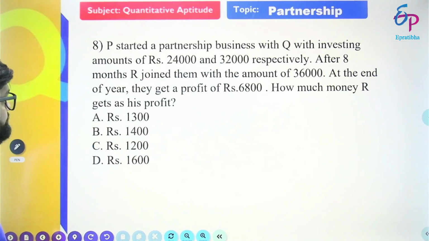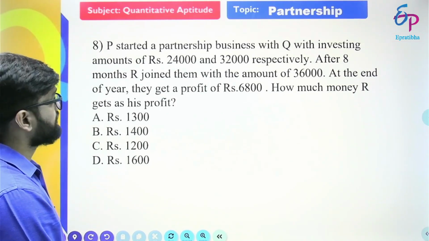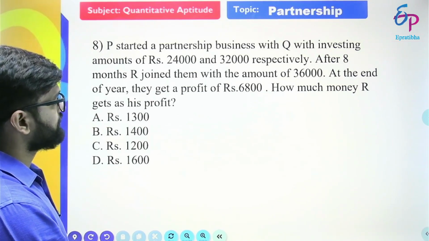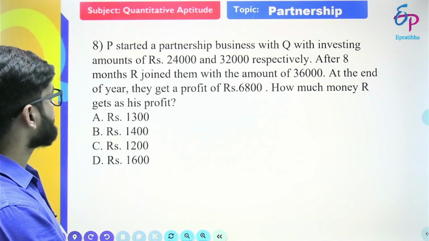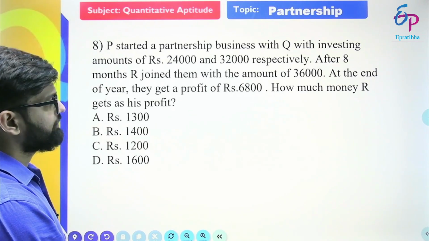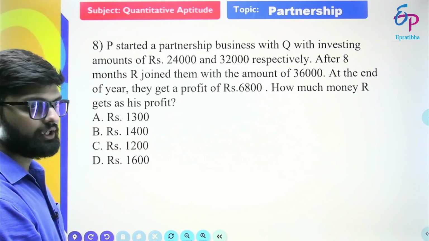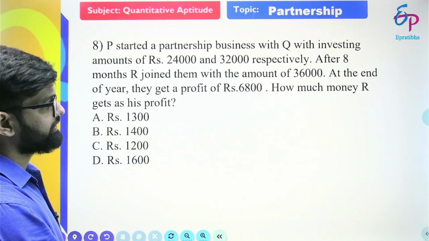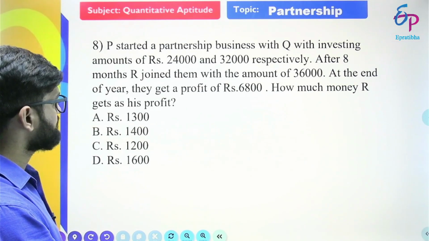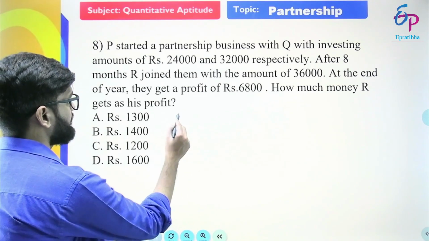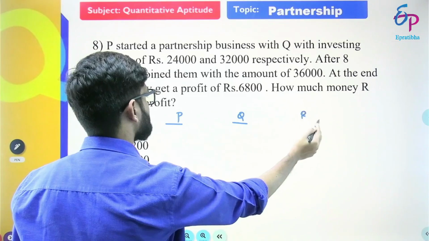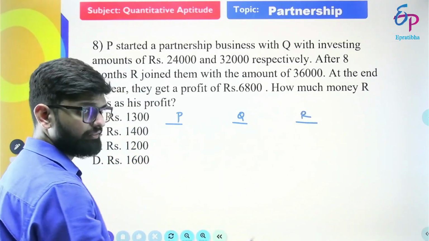We started a particular partnership business. P started a partnership business with Q, investing amounts of 24,000 and 32,000 respectively. After 8 months, R joined them with the amount of 36,000. At the end of the year, the profit is 6,800. How much money does R get as profit? Okay. P is there, Q is there, and R is also there. The guy is coming after 8 months.